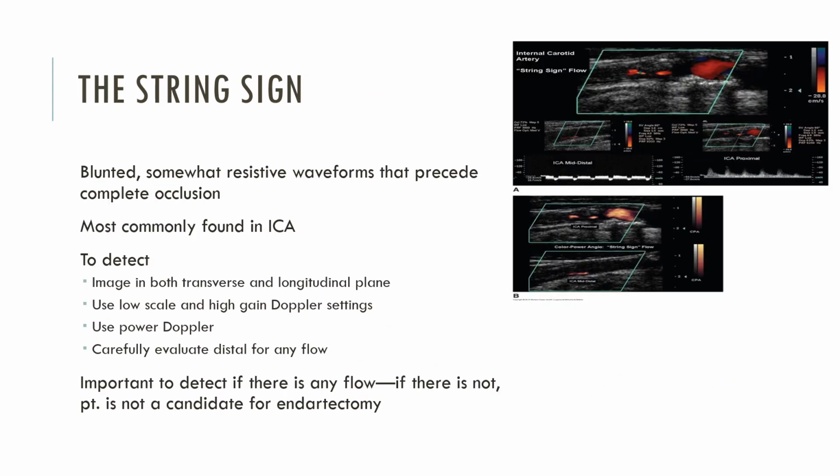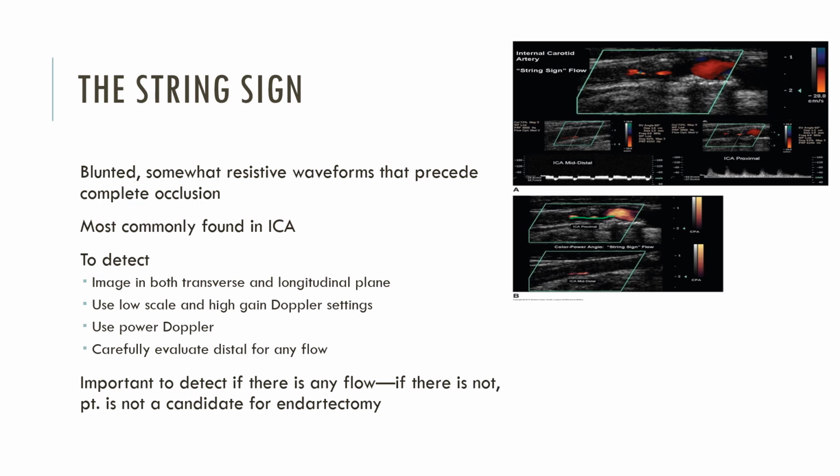The string sign is the sign that we see where we can barely detect any blood flow going through a stenosis. And again, that is so important to be able to get that string sign because it proves that there's still blood flow there and that the patient's a surgical candidate. Usually this is found in the ICA, and it's just what it says it is. It's just the appearance of a string through the lumen because that lumen is so near occlusion.